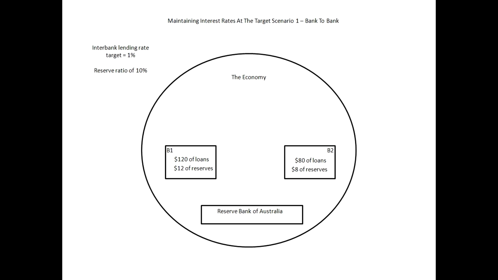It has $120 of loans, and 10% of $120 is $12 of reserves. So we've satisfied our reserve ratio of 10% there. Over on the right, we've got Bank 2. That's got $80 of loans and $8 of reserve. So that's following the rules, keeping everything happy. And down the bottom, we've got the Reserve Bank of Australia. It's going to play a bit of a part in this little story.